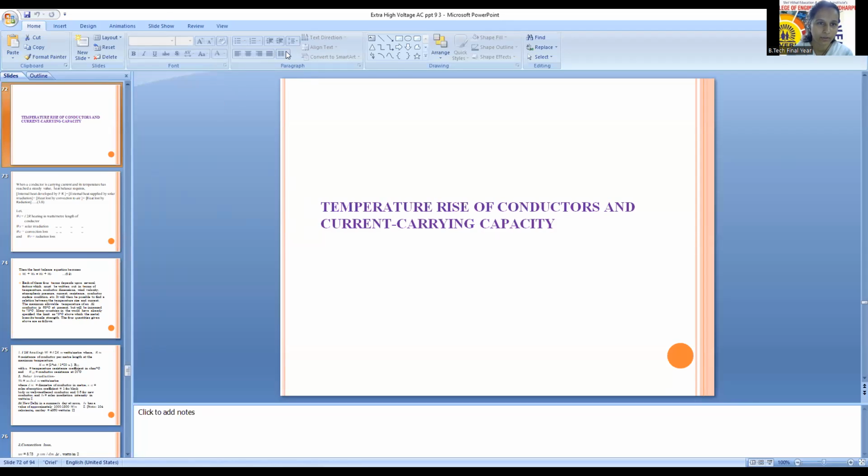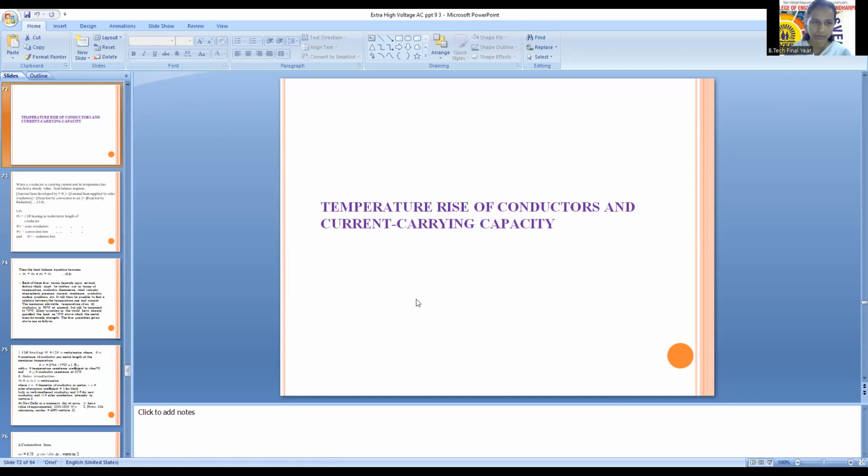Screen is visible to all of you? Yes, ma'am. Okay. Yesterday some students were absent for that session, so I will revise heat temperature, the heat balance equation, that is, temperature rise of conductors and current carrying capacity.